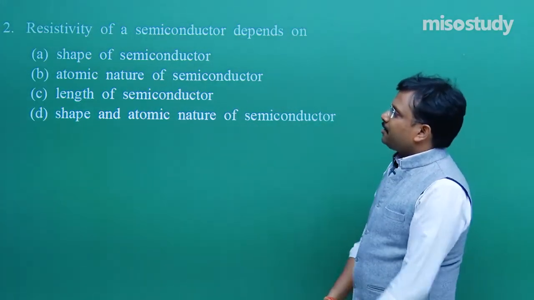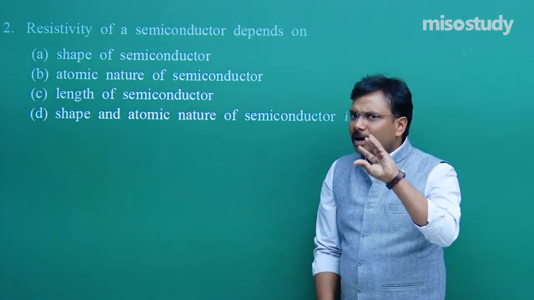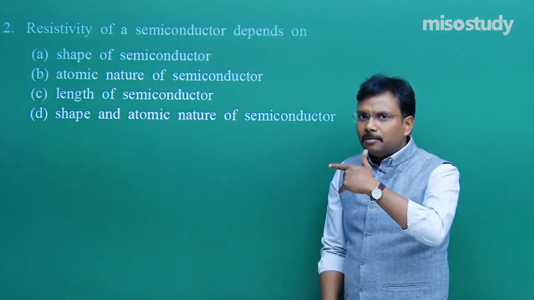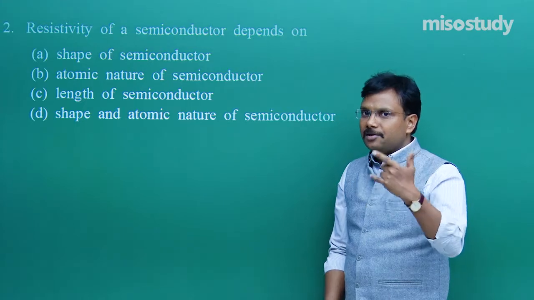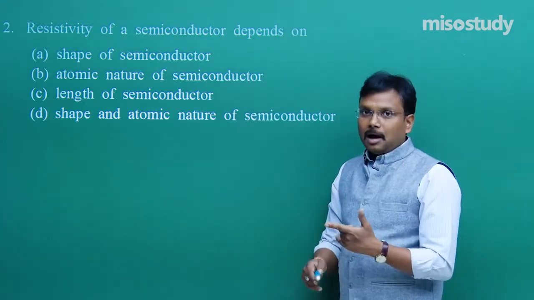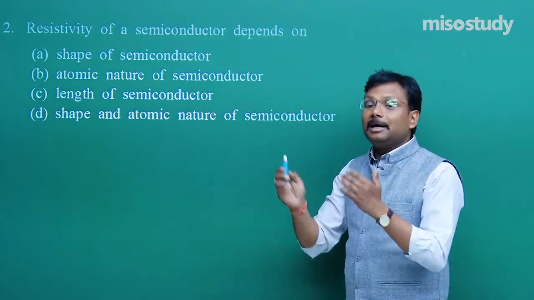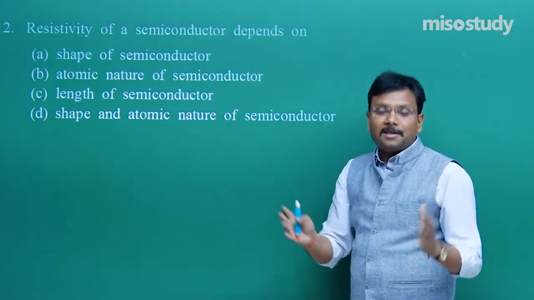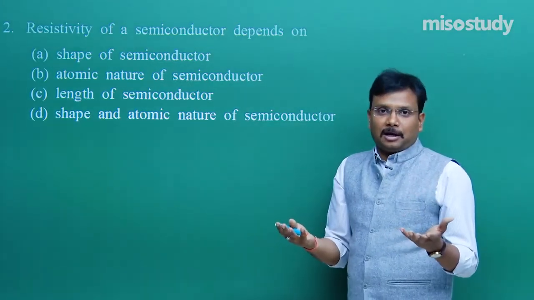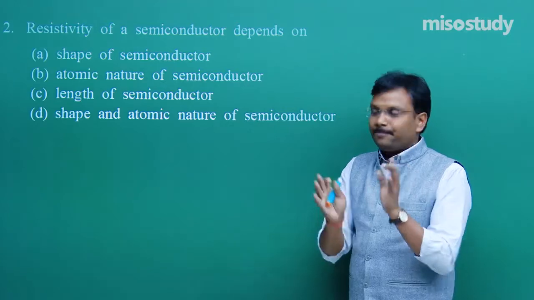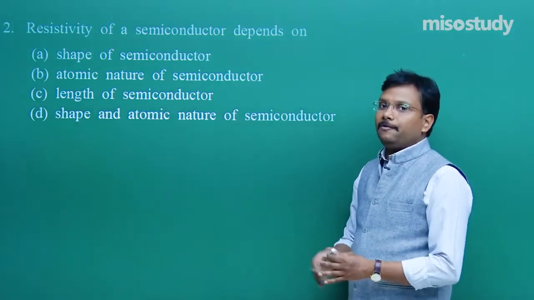First, resistivity depends. It means conductivity, the opposite of that. How better a conductor is a semiconductor. If you have three or four semiconductors, which one is the better semiconductor? I mean, best conducting. So that way you have to define this.